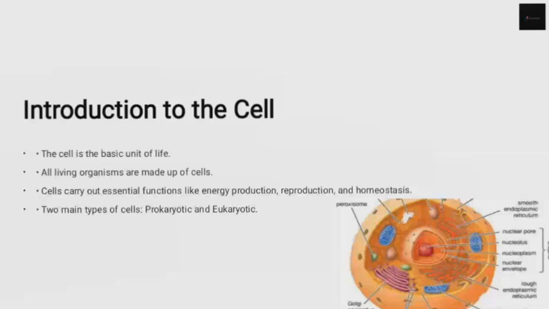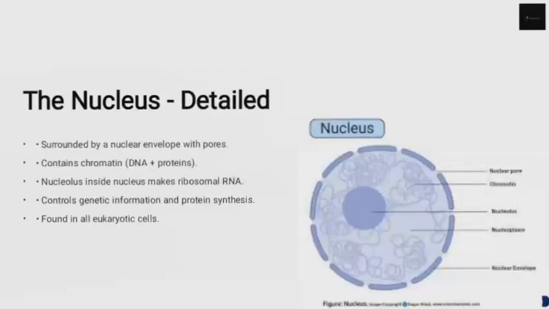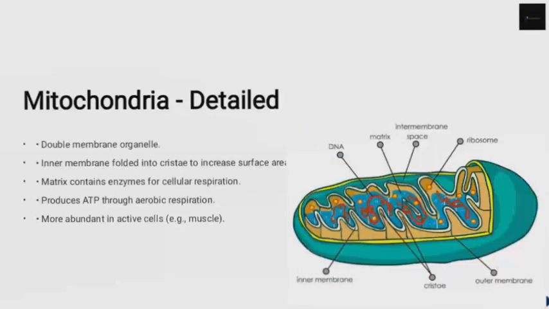So lastly, the DNA controls genetic information and protein synthesis, and it is found in what? All eukaryotic cells. Okay, are you done with the question in the slide? Yes. Okay. So the next organelle we have here is what? The mitochondria. So the mitochondria is what? A double membrane organelle.